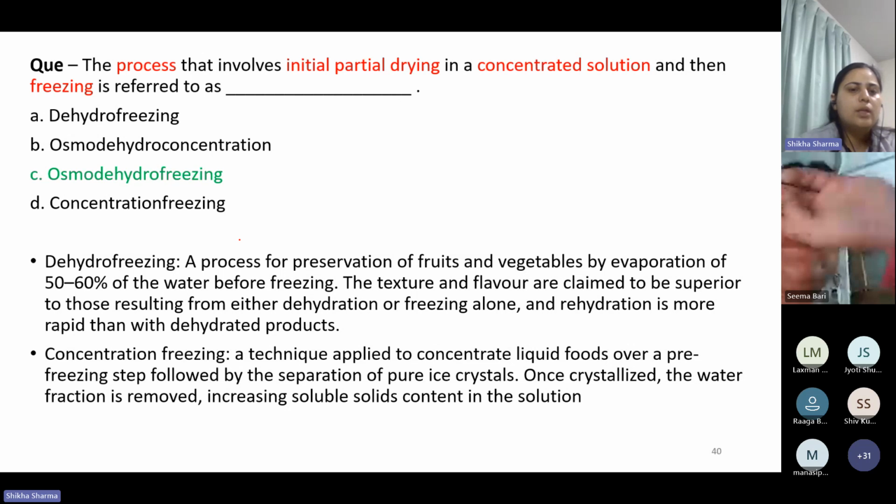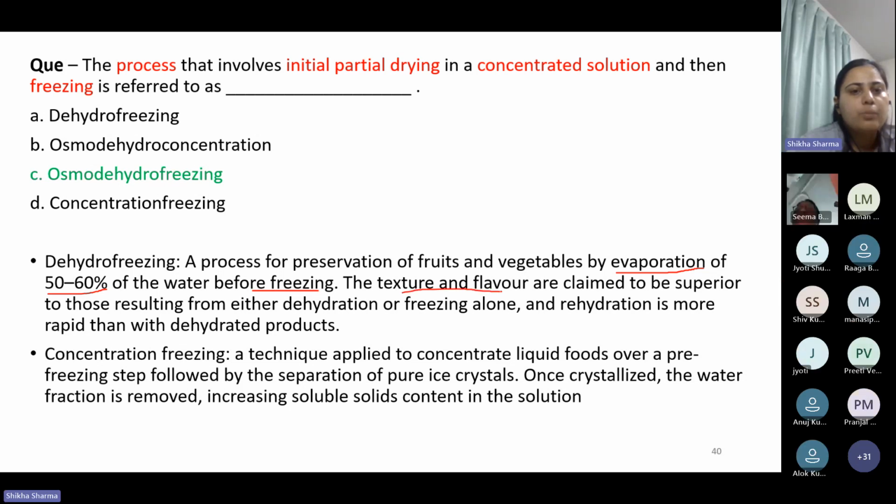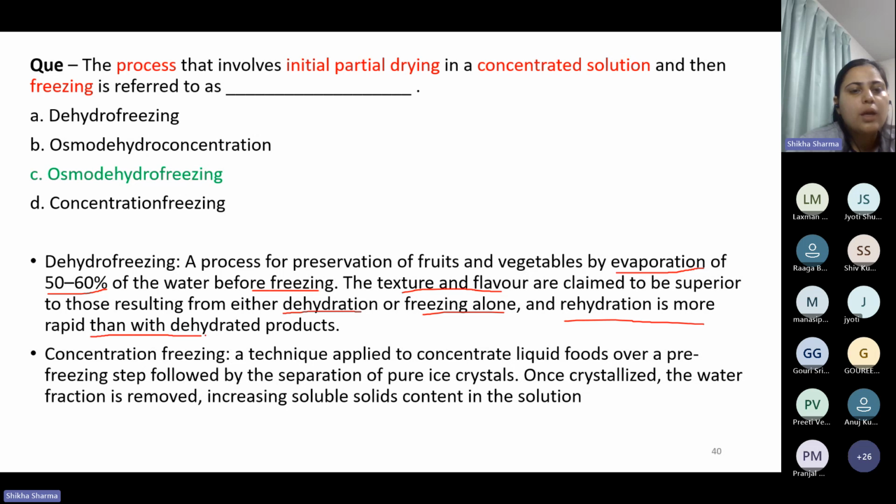So everyone is agreeing to option C. What is dehydrofreezing? In this, fruits and vegetables are preserved using evaporation of 50 to 60% of water before freezing. So first we dehydrate and then we freeze. The texture and the flavor are superior to those of dehydration and freezing alone, and rehydration is more rapid than with the dehydrated product. So it is better than a dehydrated or frozen product.